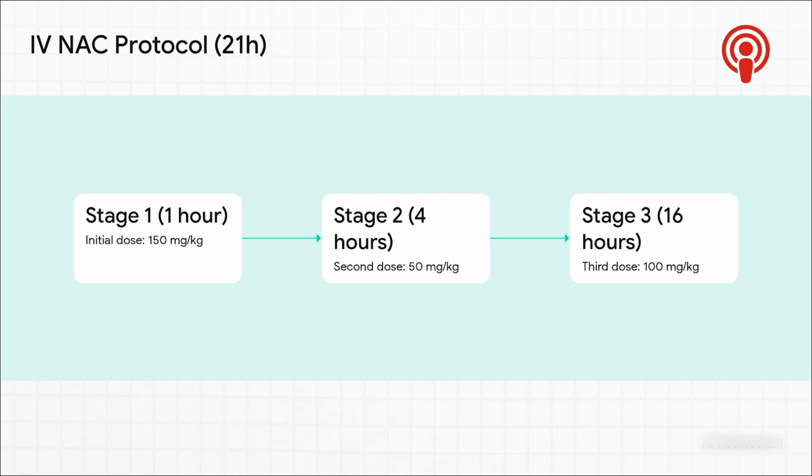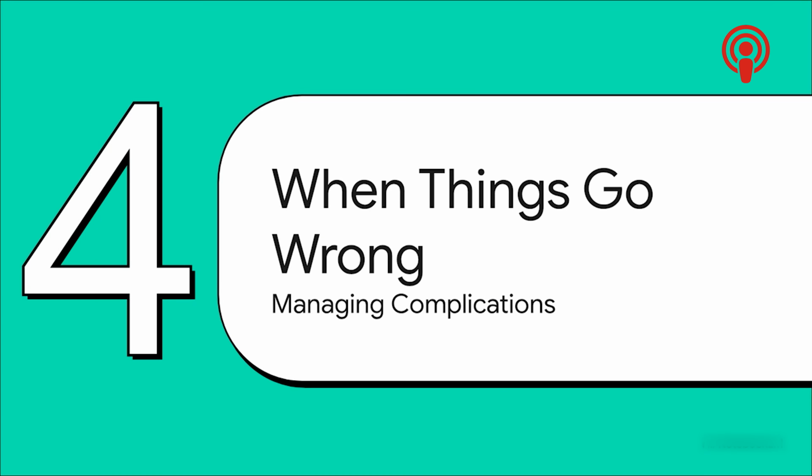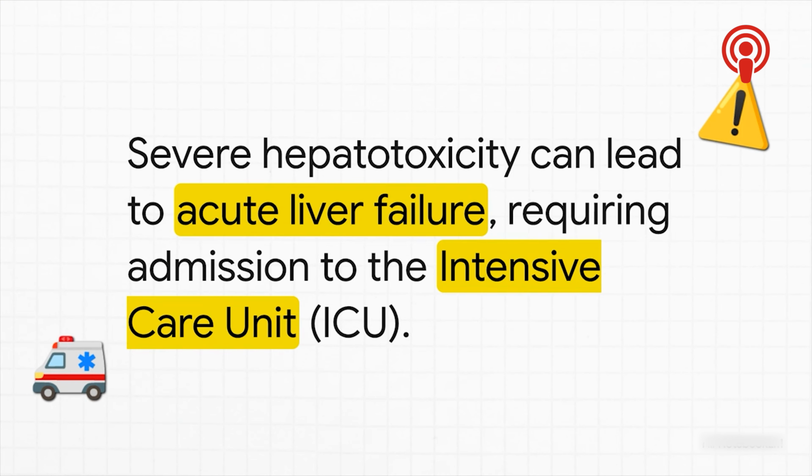But what happens if you miss that 8-hour window? Or if the overdose was just enormous? Well, that's when things get really serious. The game changes from prevention to damage control, managing some really dangerous complications. The big one, the complication everyone fears, is acute liver failure. The liver just starts shutting down. When that happens, the patient has to go straight to the ICU for intensive support.